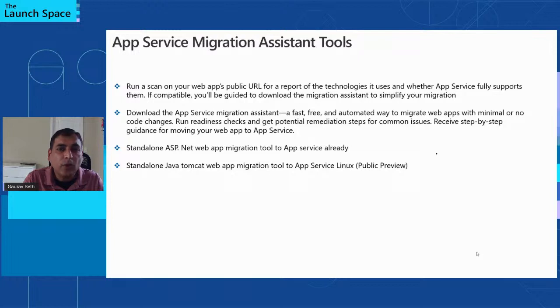Now, once you have done this quick discovery about your website, what you can do now is go ahead and download this free migration assistant tool. And the tool basically provides you a super helpful guided experience around discovery, assessment, and migration of a standalone web app. And again, it could be on ASP.NET, which gets migrated to Azure App Services on Windows, or it could be a Java Tomcat web application, which basically gets migrated to Azure App Services on Linux. Now, the Java Tomcat tool currently is in public preview.